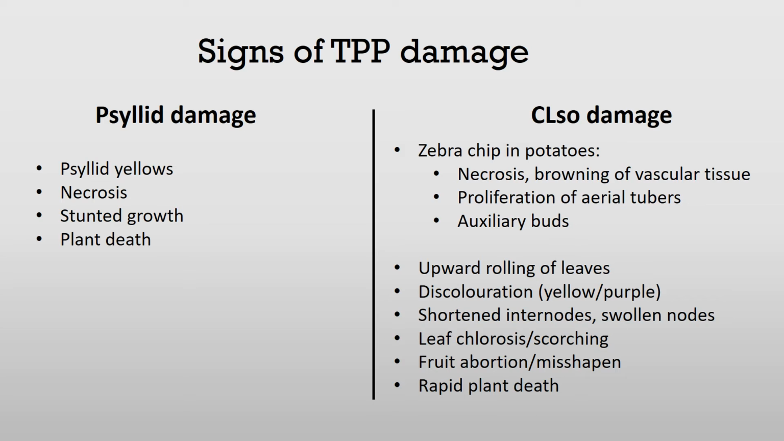Symptoms to look for with CLSO infection include the typical zebra chip appearance of potato tubers, where the tuber has collapsed stolons, browning of the medullary ray, vascular ring, and necrosis, which are all amplified upon frying. Foliar symptoms of CLSO infection resemble psyllid yellows and purple top, and include upward rolling of the leaves, apical tapering of the leaves giving a spiky appearance, stunted growth, discoloration, shortening internodes and swollen nodes, leaf chlorosis and scorching, and in the case of tomatoes you get fruit abortion, or multiple misshapen fruit and rapid plant death.